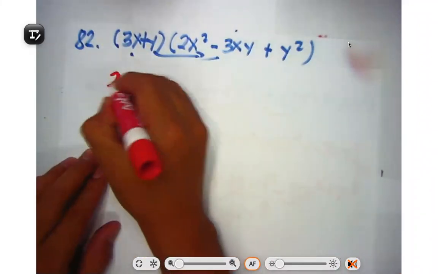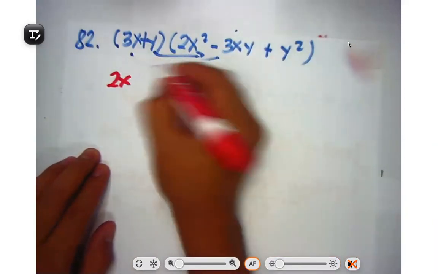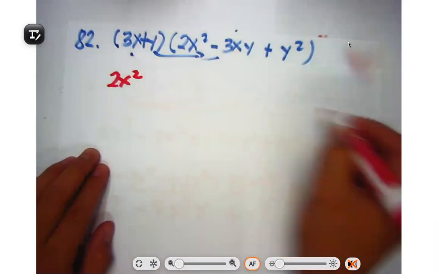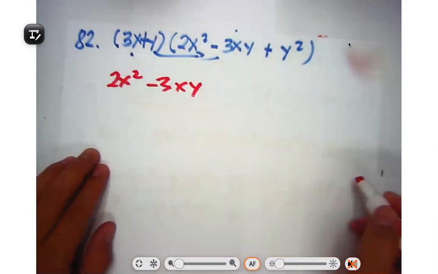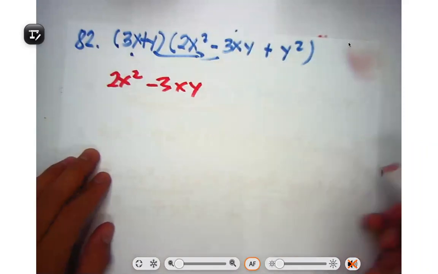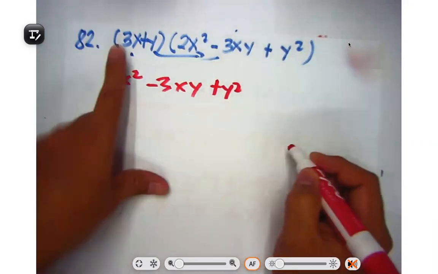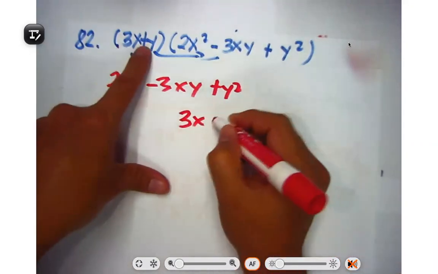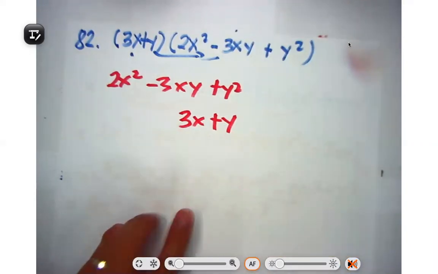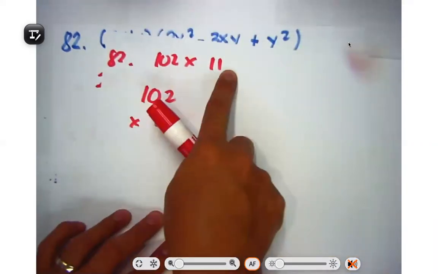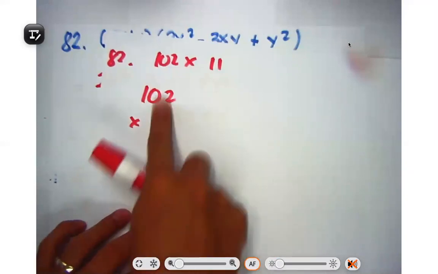well, I would start with the trinomial. My trinomial with more terms is a better option for your multiplicand. 2x squared minus 3xy plus y squared, and then your multiplier is 3x plus y, right? So it's like writing 102 times 11 horizontally, and then 102 times 11 vertically.